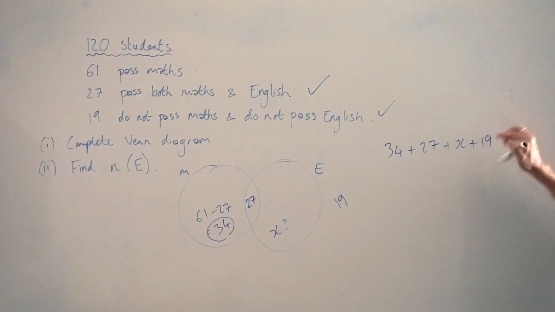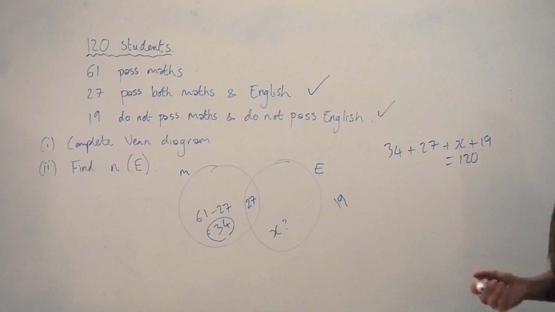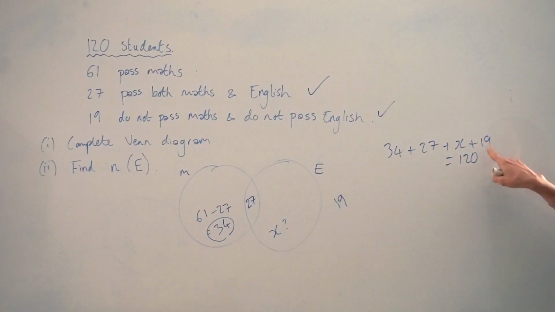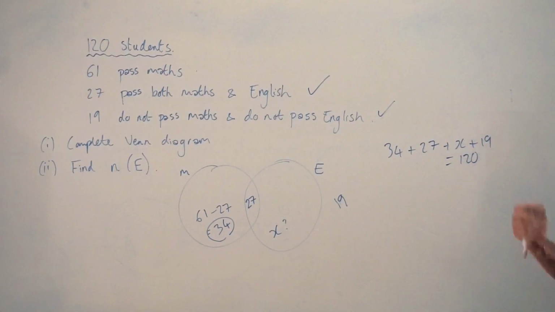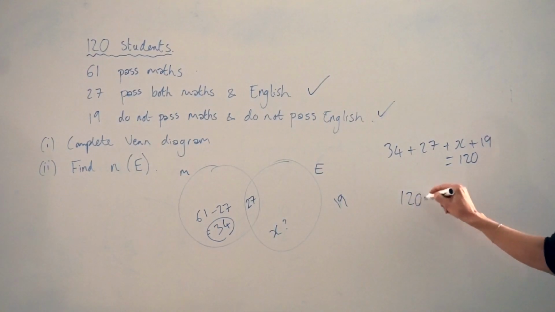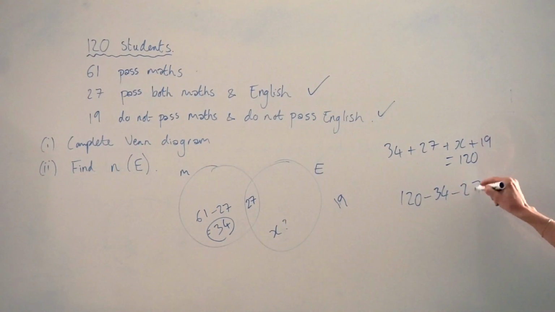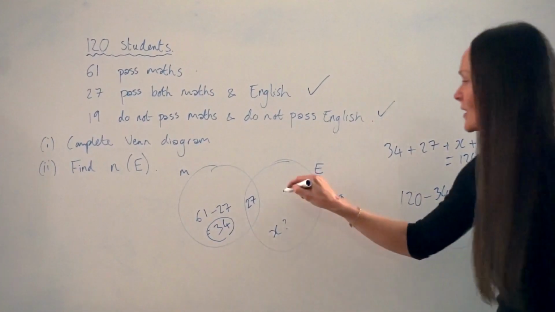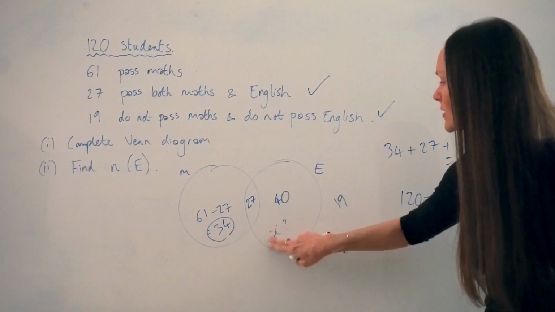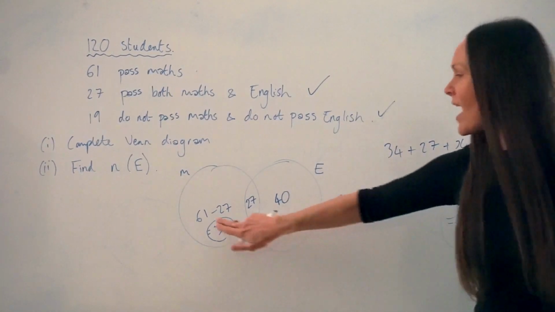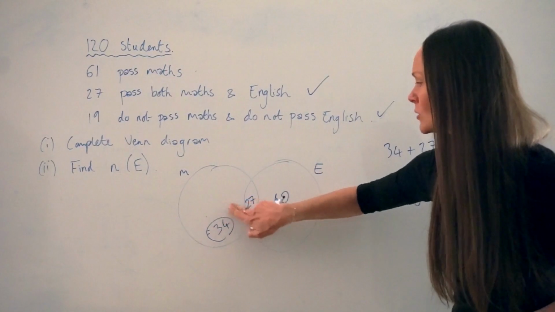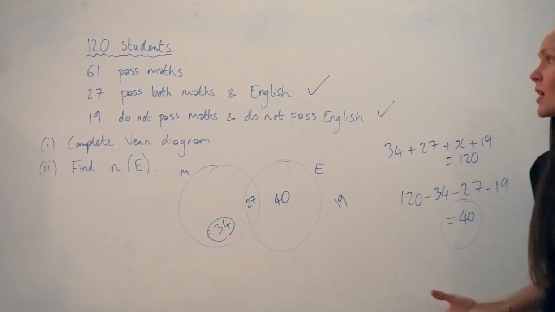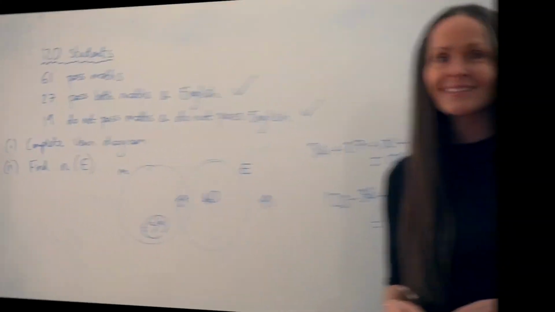Okay, so if I add those together, it equals 120. All you have to do to work out the value of x is subtract 34, 27, and 19 from 120, and that will give you the value of x. Okay, so when you do that, you should get 40. So that is the number of students that passed only English. And then something you can just do at the end, just to make sure you've done it correctly, is add all those numbers up, just to make sure they come to 120, which they do.